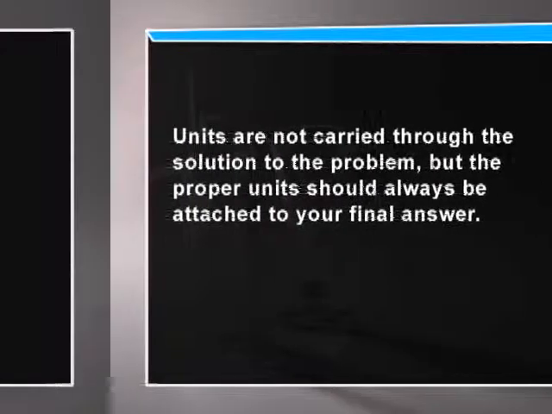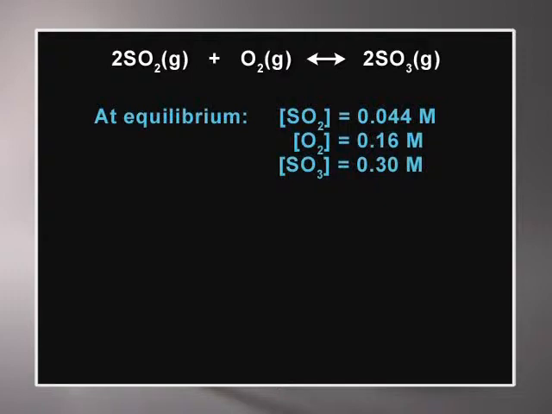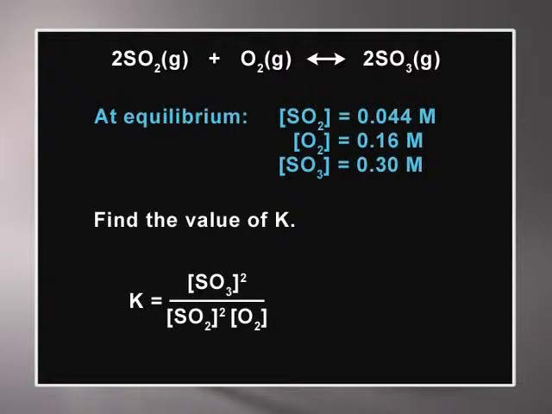Okay, let's try another. Given the reaction between sulfur dioxide and oxygen to form sulfur trioxide and the equilibrium concentrations shown, find the value of K for this reaction. This problem is basically just like the last problem. The only challenge is to make sure that you write down the equilibrium constant expression correctly, remembering to square the concentrations of both sulfur dioxide and sulfur trioxide. Make sure you line up each of the concentrations given with the correct substance, and then make sure that you evaluate the expression correctly.